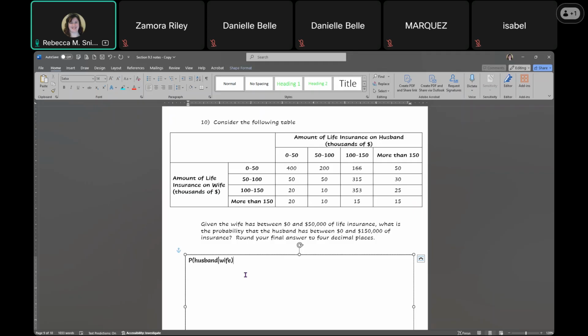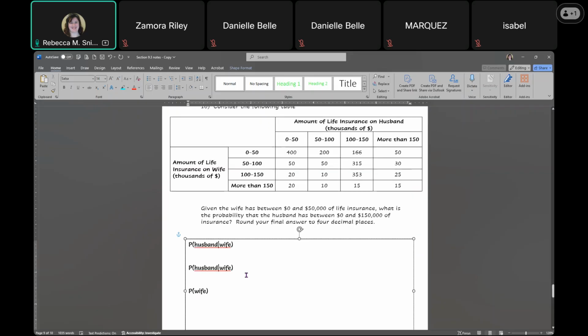In order to work it through, we first have to know the probability of the husband given the wife, and then we have to find the probability simply of the wife's insurance. So we are going to first start with the probability of the wife. This is going to be done differently. Instead of actually creating a fraction, we're using the table to get there.